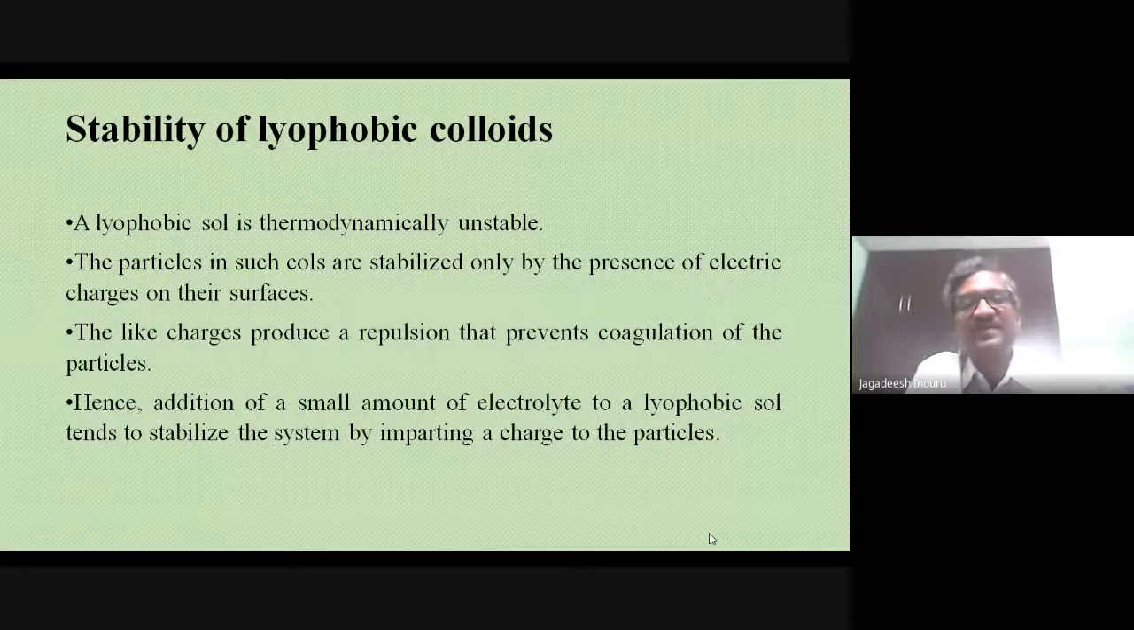Hence, the addition of a small amount of electrolyte to lyophobic colloids tends to stabilize the system by imparting charge onto the particles. But whenever the charge is very low, the particles tend to aggregate, or there may be a formation of aggregation.